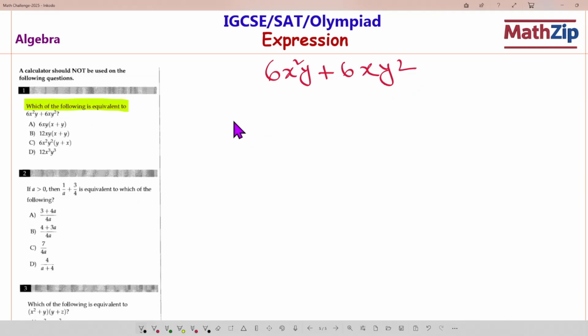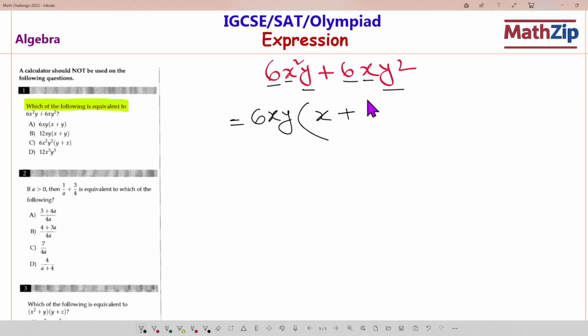If we simplify this one, look, here is 6, here is 6, so we can take common 6. Here is x² and here is x, so we can also take common x. Here is y and here is y², we can take common y. So what will happen? 6 divided by 6 is 1, so it will be out. x² divided by x, here is x. y divided by y is out.